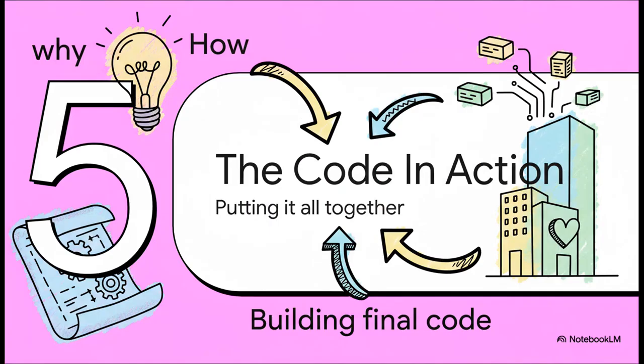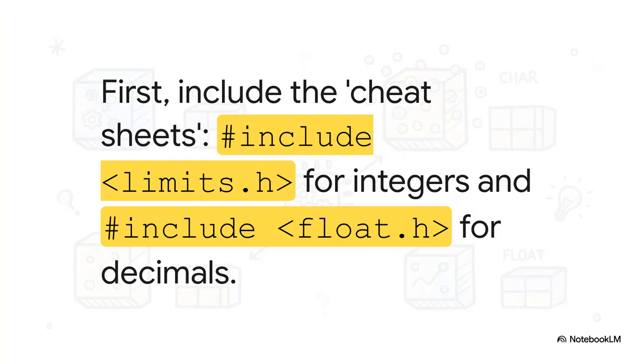And now for the moment we've all been waiting for. It is time to put this all together. We're going to combine the why from our container theory with the how from our technical blueprint and actually build the final working code. Step 1 is super simple. We just need to tell our program where to find those cheat sheets we talked about. So we include stdio.h for printing stuff out, and then we include limits.h and float.h, our integer and decimal dictionaries that have all those handy macros we need.